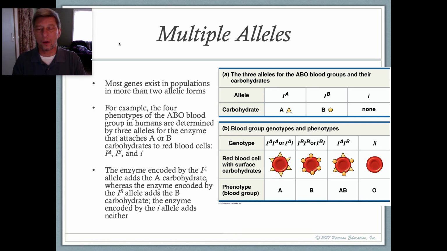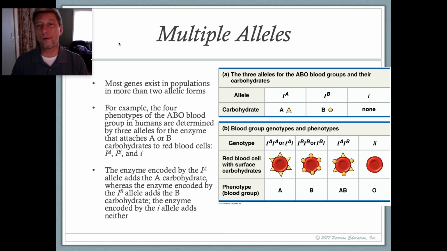Although Mendel based his work on traits that only had two different alleles, purple and white, or round or wrinkled, or yellow and green in terms of the pea plants, most genes really come in multiple allelic forms, more than two. A great example of this is blood types in human beings.